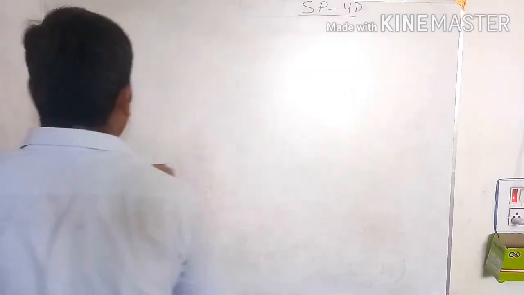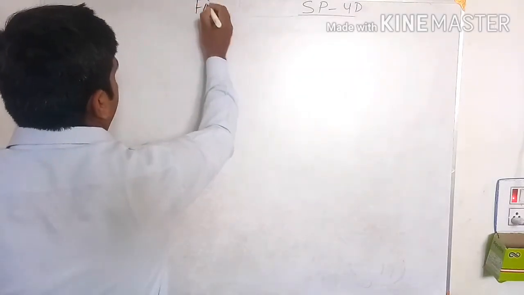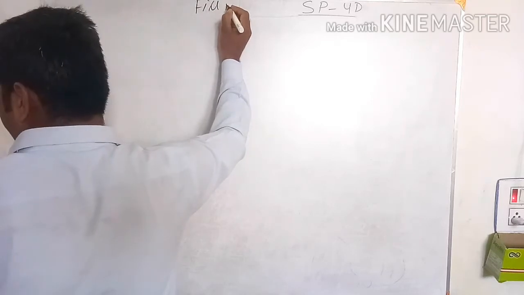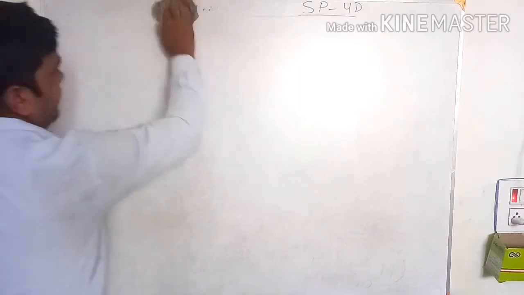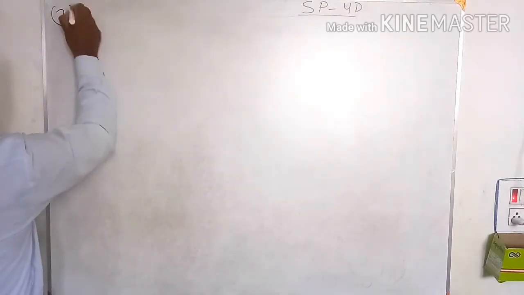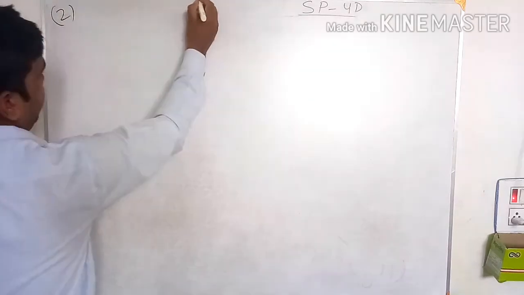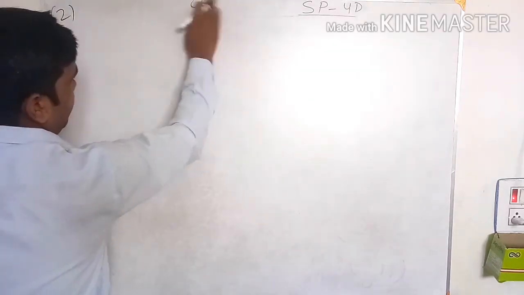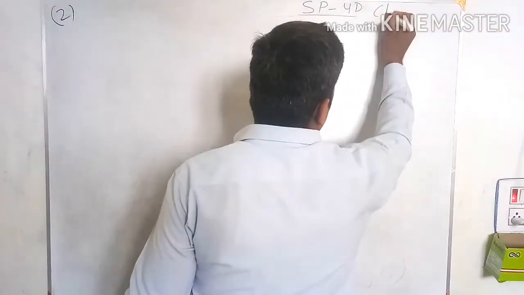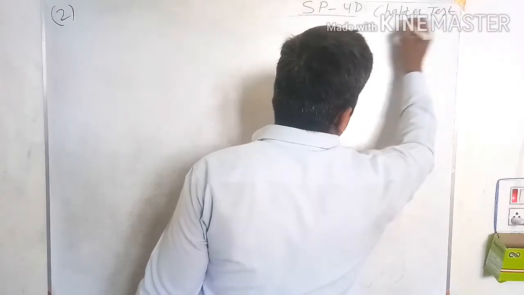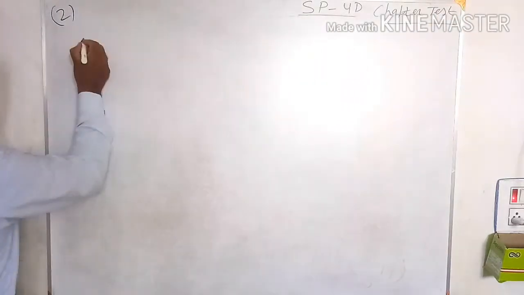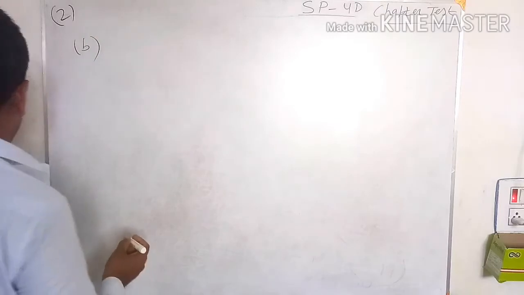Okay, so the fill in the blanks question is over. Now 2B. Question number 2 of the chapter test. Here we write the chapter test. Okay, now 2B.